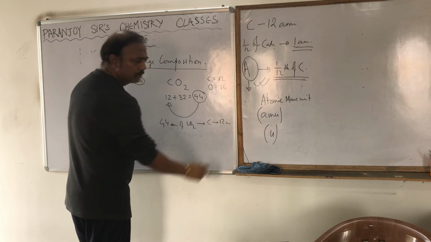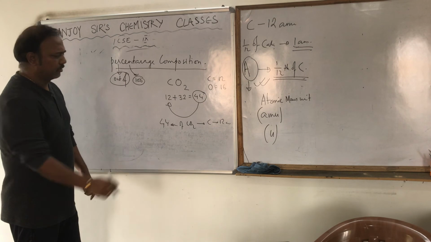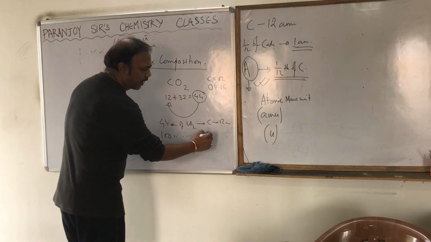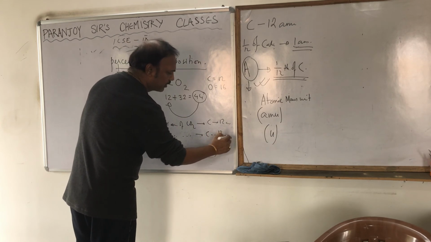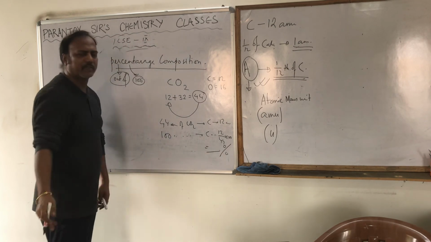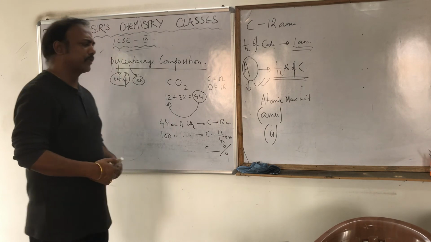Out of 44 u of carbon dioxide, the amount of carbon is 12 u. Now percent means, as I told, out of 100. So out of 100 u of carbon dioxide, how much carbon is there? 12 divided by 44 into 100. Whatever value you get, that much percentage is the percentage composition. Simple. That is percentage composition.